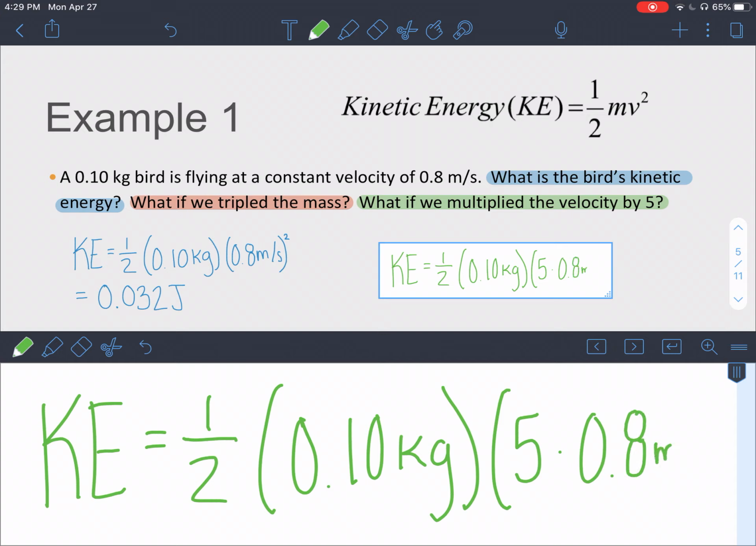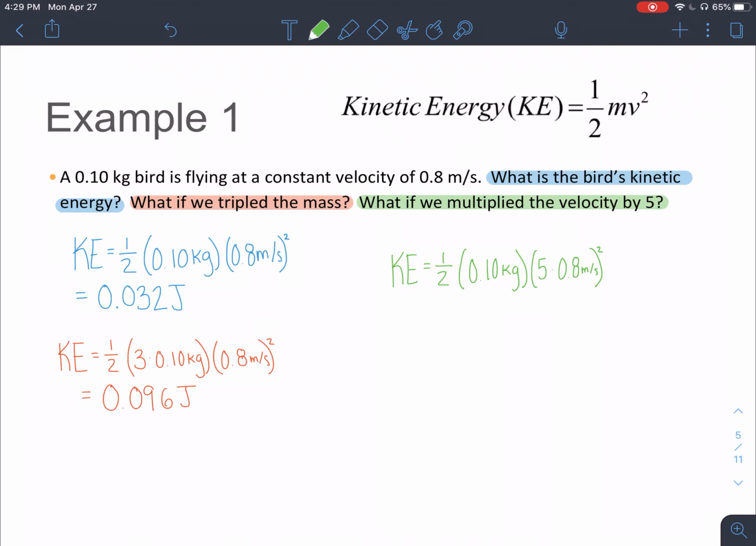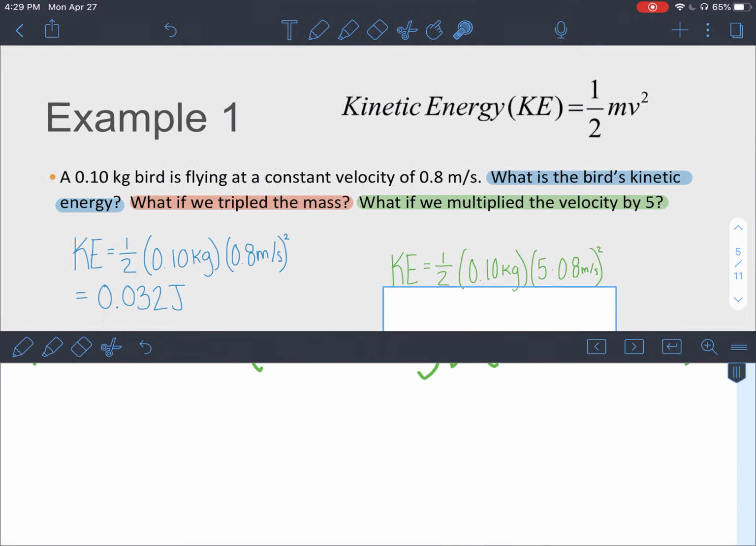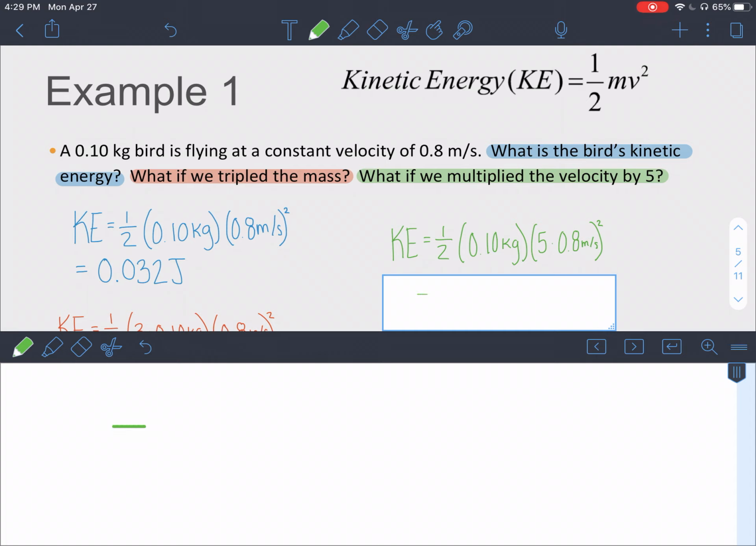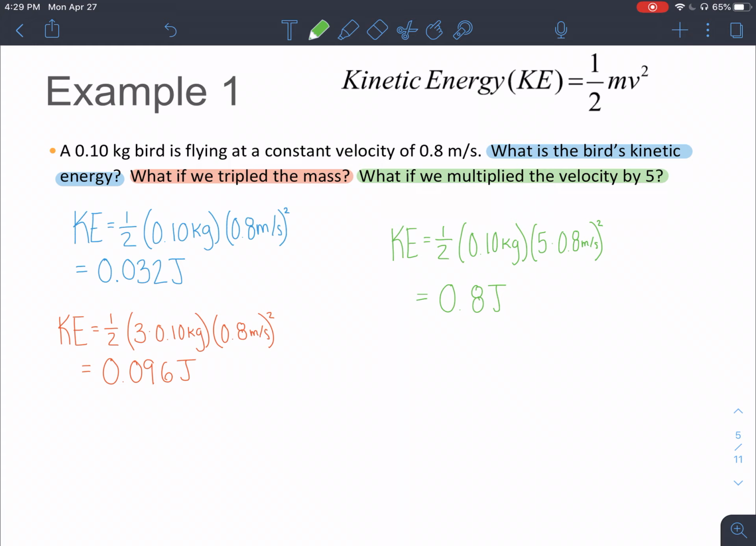And when you guys are plugging this into your calculators, make sure to complete this part, 5 times 0.8, then square it, all right? And again, the velocity is the only thing that gets squared. And what you would get after plugging this in is 0.8 joules.